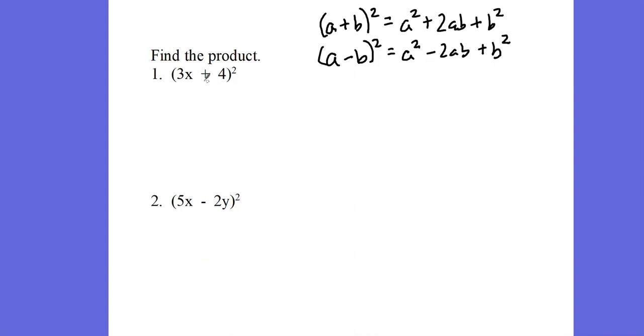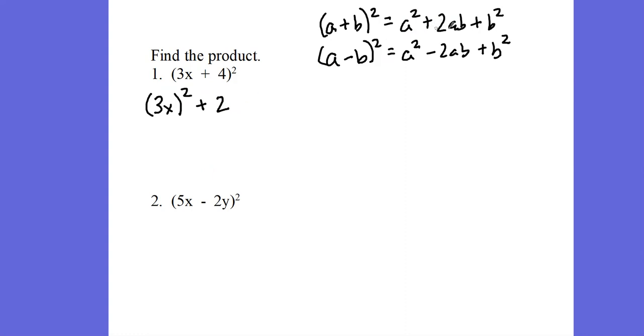So my first example problem here, I'm doing a sum. I have 3x plus 4, the quantity squared. So my formula says that my first piece should be squared. In this case, I have 3x. So I am going to square that 3x plus a times b doubled, 2ab. 3x times 4 would be 12x. Double that, that's 24x. But actually, let's just fill in this formula.